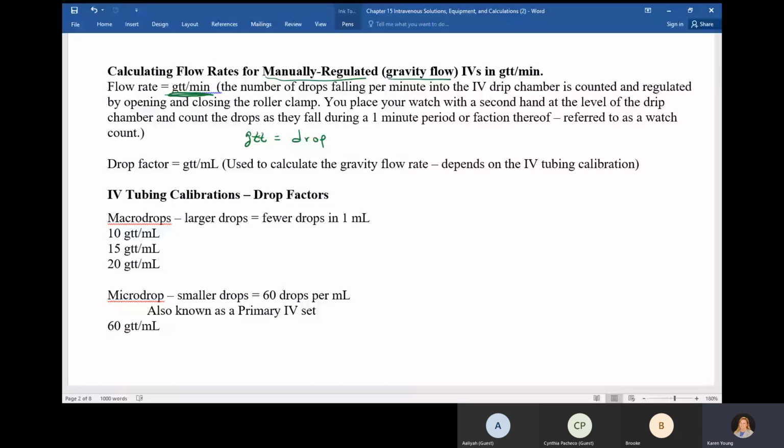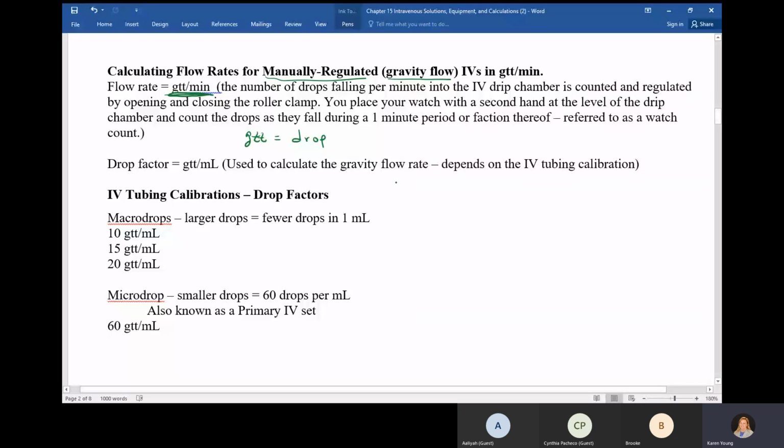All right. So it's the number of drops falling per minute into the IV drip chamber. It's counted and regulated by opening and closing a roller clamp. So that roller clamp can move. Anyway, you're going to be the one to count the drops, and it's referred to as a watch count.